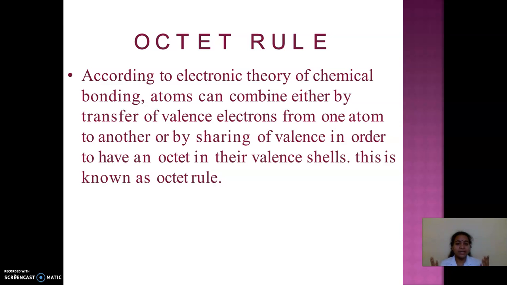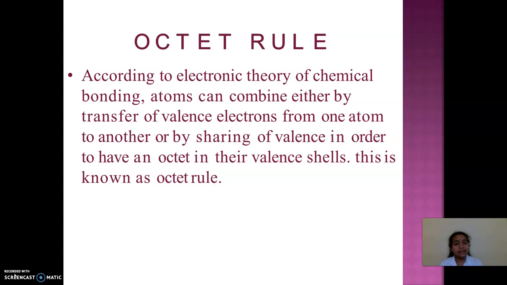So for attaining stability, an atom needs 8 electrons in the valence shell. Otherwise, it is unstable. It cannot exist like that. So for the existence of the atom, it should contain 8 electrons. In order to get 8 electrons, either it will donate electrons, accept electrons, or share electrons. Donation and acceptance we can call transfer of electrons, and sharing we can call sharing of electrons.